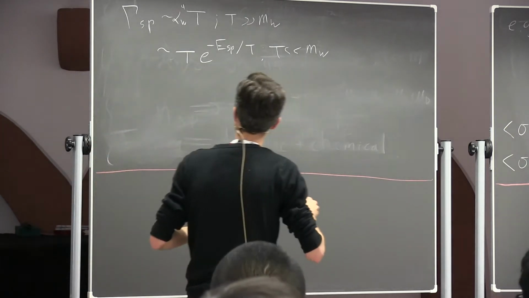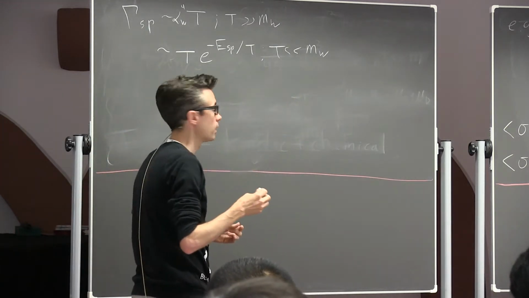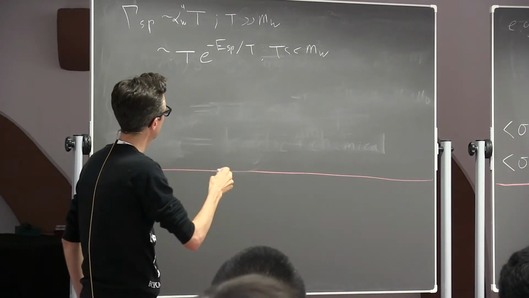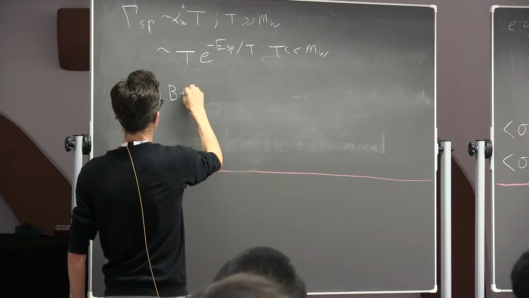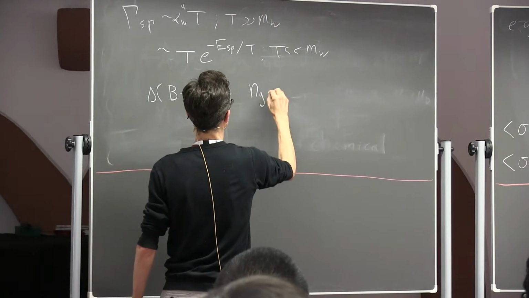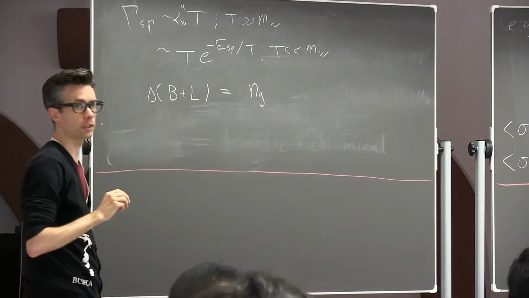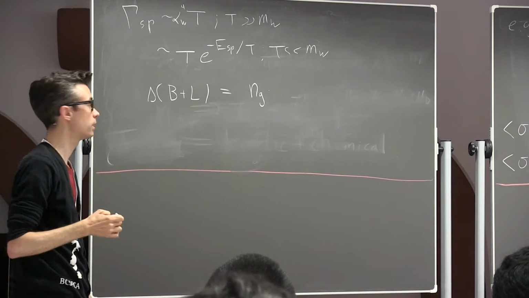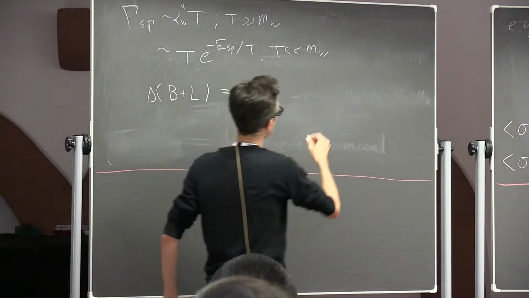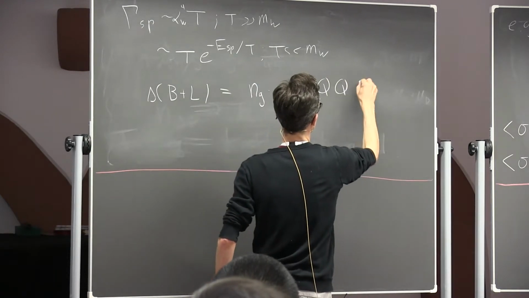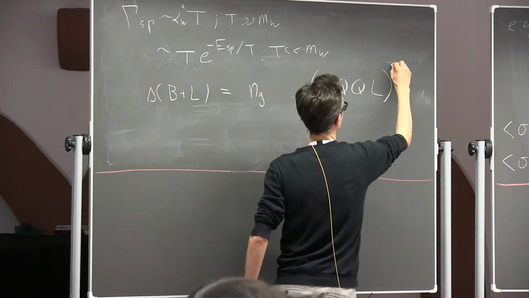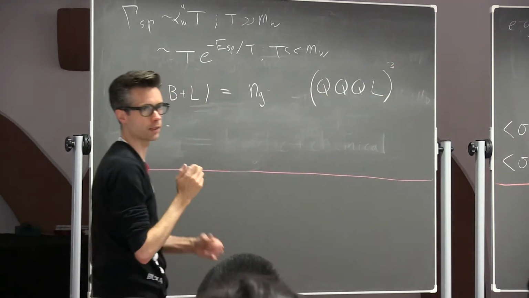So I have this, and my Sphaleron reaction changes B plus L by 3 units for each reaction. So for each Sphaleron jump, I change B plus L by 3 units. And specifically, what I change when I change B plus L corresponds to the operator QQQL cubed, where I have a factor of this for each of the 3 generations.